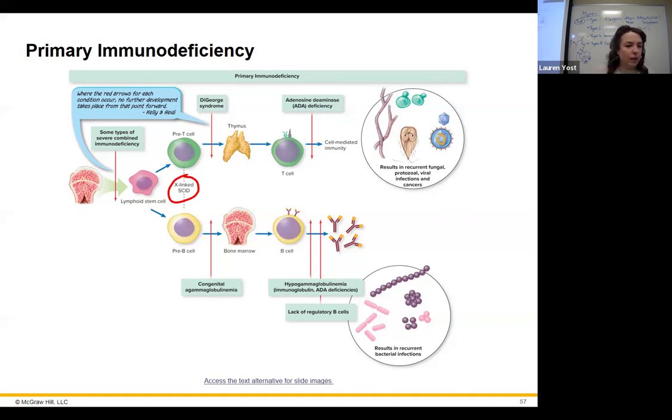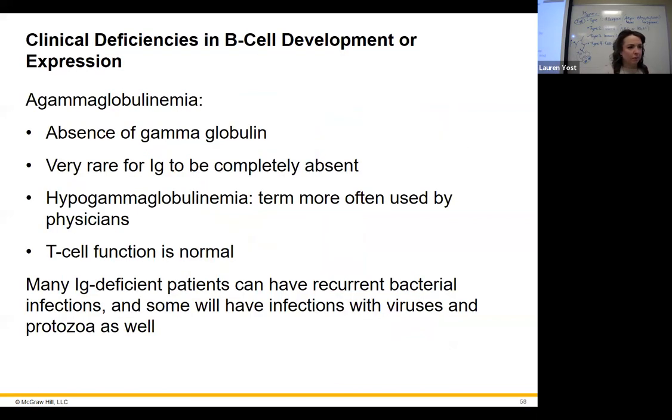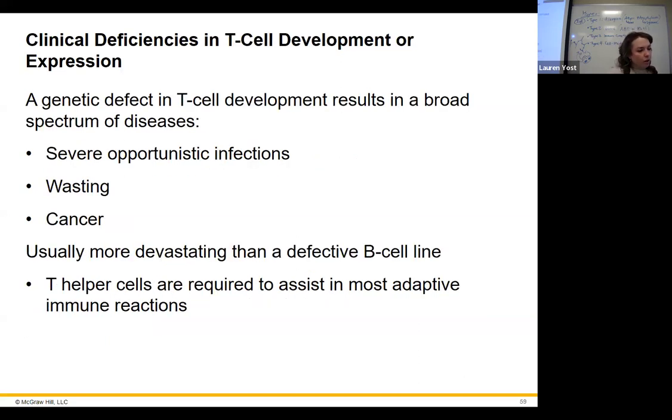But there's all different ones that can occur. Any of them going down the T cell pathway, which is the top one, tend to be worse because the T helper cells are needed to activate the B cell pathways as well. So it's just as bad. All right, agammaglobulinemia is dealing with not making antibodies. So usually we don't see all of that gone, just deficiencies in it.